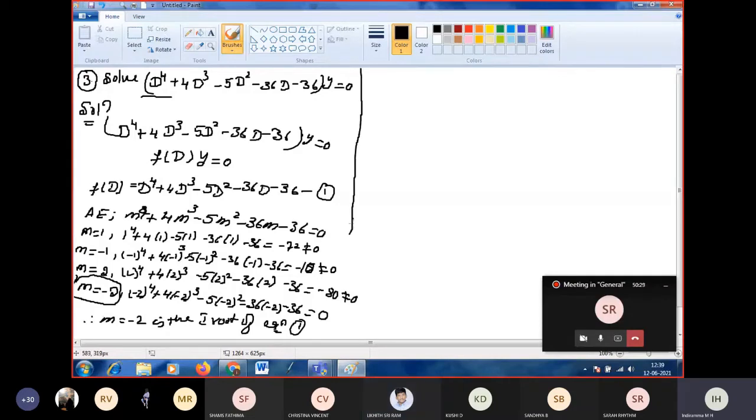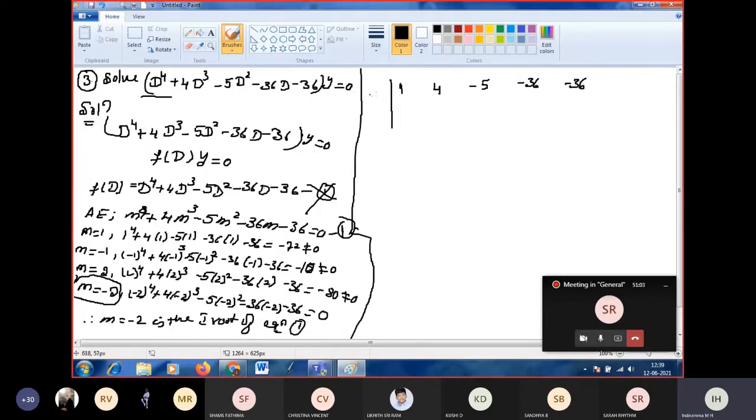Synthetic division. Yes, we should go for the synthetic division method. In the synthetic division method, first we have to write the coefficients of the equation. Take this as equation 1. Take the coefficients of m: m power 4, m cube, m square, m and the constant. So that is 1, 4, -5, -36 and -36.